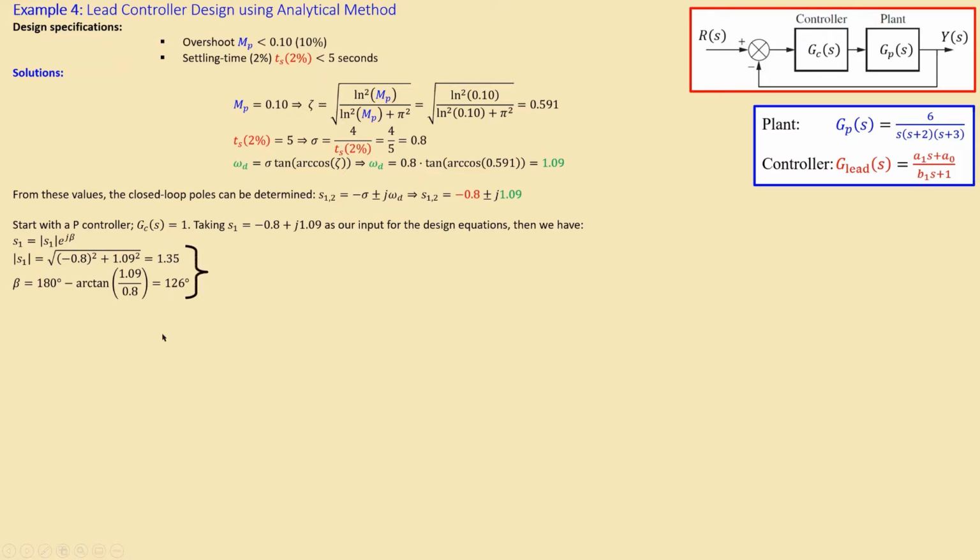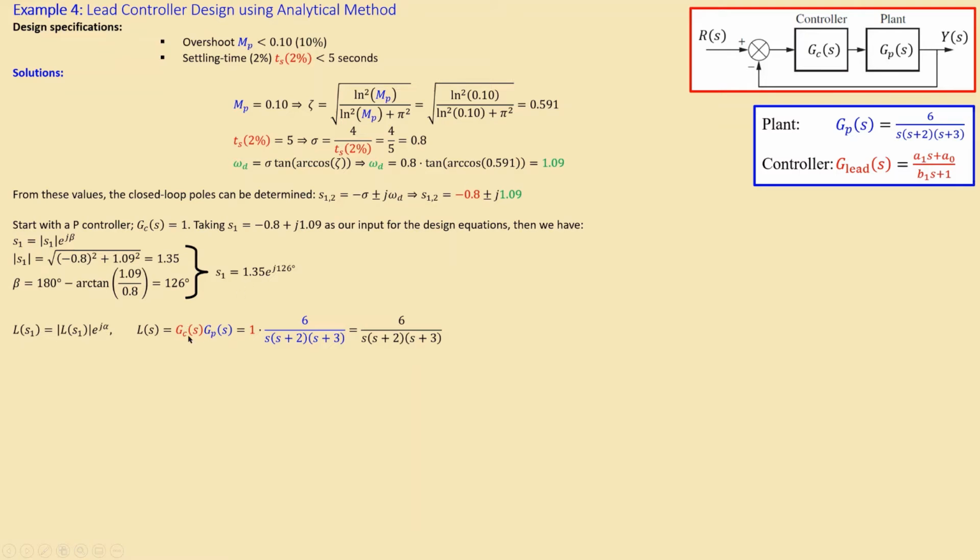Now, if you combine them together, you will have S1 equal to 1.35 as the absolute value and the phase of 126 degrees. We have also, of course, the loop transfer function, which is given by L, and then L is the expression from the diagram. So we have the controller and the plant, and that will have also unity gain feedback.